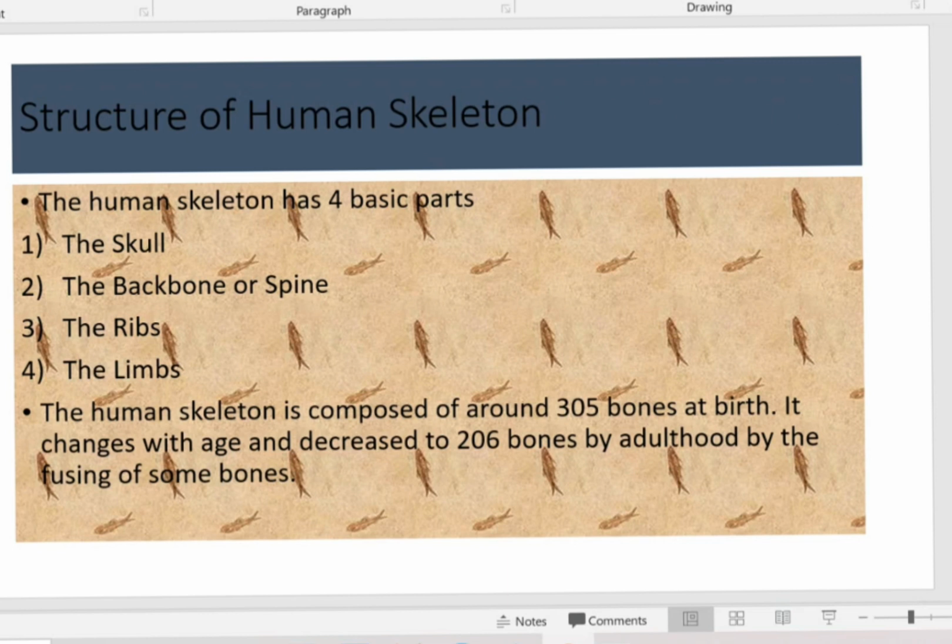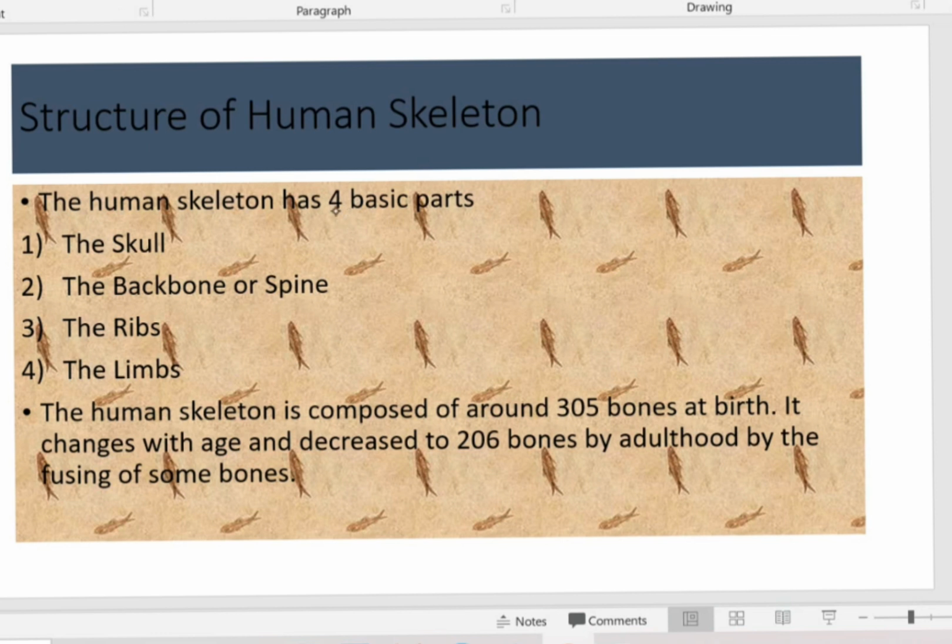First, we have to look at the number of bones present at birth and how it is changed into 206. At birth, you have 305 bones. By growing, these bones decrease to only 206 by adulthood. So there are some bones which are fused to reduce this number.